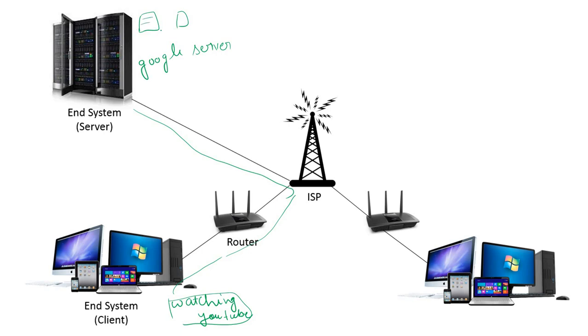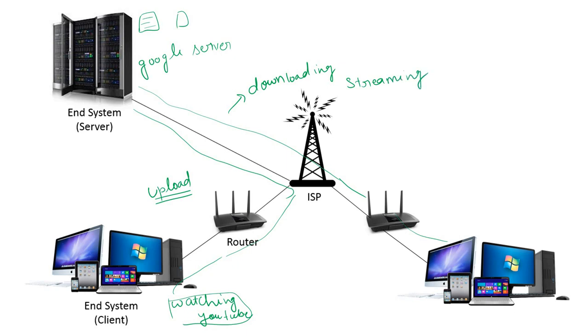Once this video is stored, if you want to watch it, you just request that you want to watch it, and it starts streaming. This is called an upload, because I am sending it to the server. So this is called uploading. And now you're watching this YouTube video. That is called a download, or we can also call it streaming, because this is a type of downloading data. So that's how it is happening.